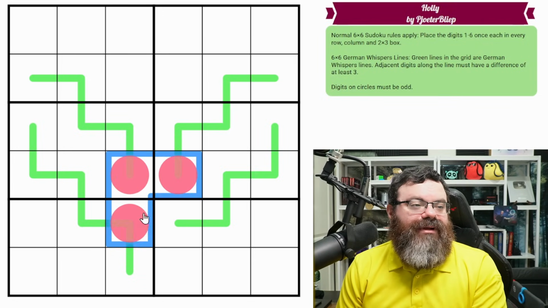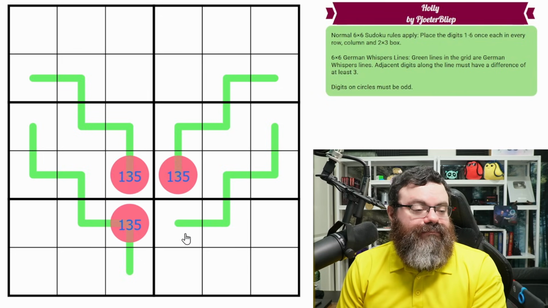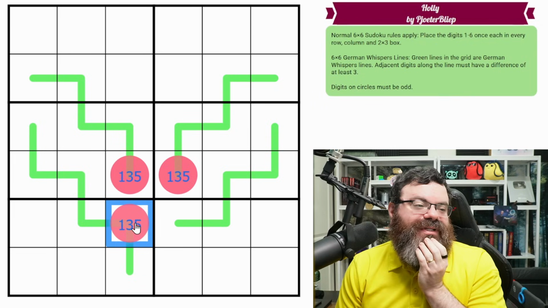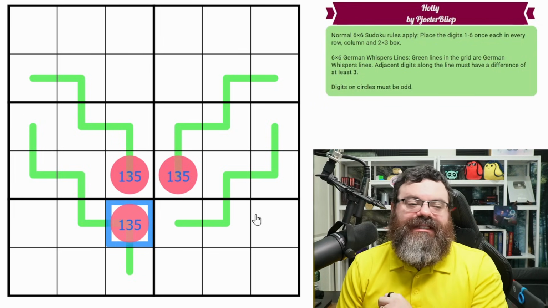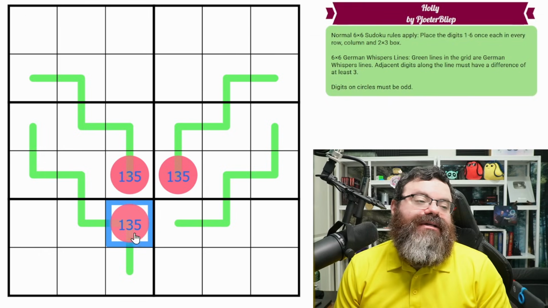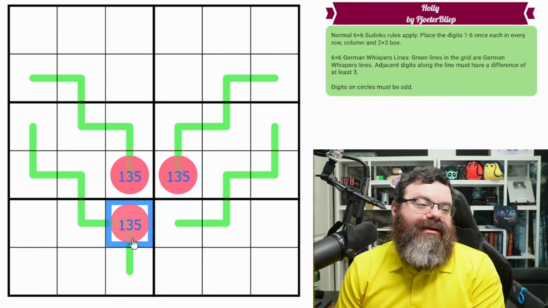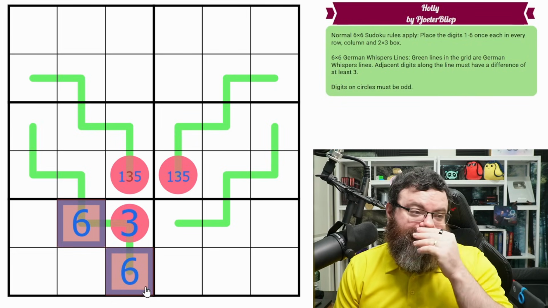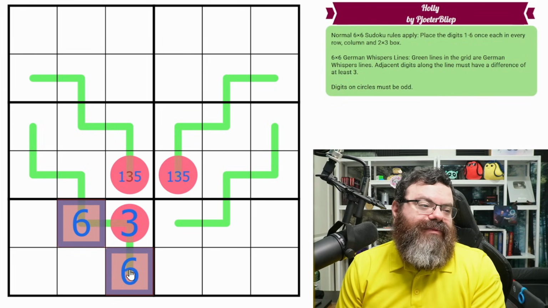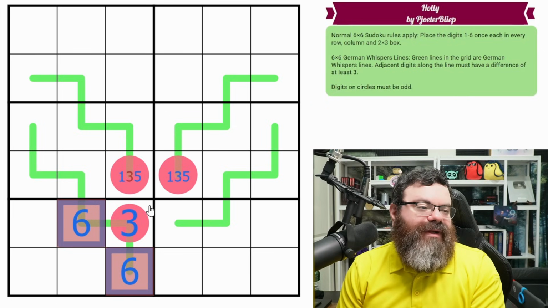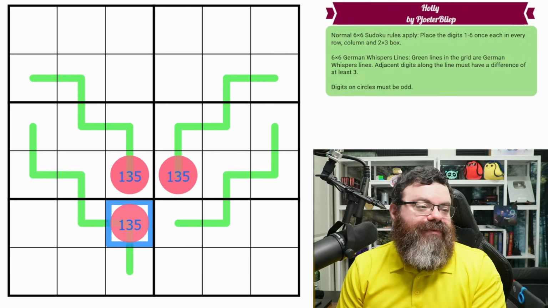All right. Well, the odd digits are 1, 3, 5. 3, we have to be careful about with 3s on a German whisper line because 3 only has one buddy, the 6. 4 is the other special one, which only has one buddy, the 1. So the 3 can't go anywhere such that its neighbors both can't repeat a digit with each other. So these both share a box. If they shared a row, a column, or a box, that would do it. So since these two share a box, we can't put a 3 there because it would force a 6 in both of these cells, and that doesn't work. So we can remove 3 as an option here.